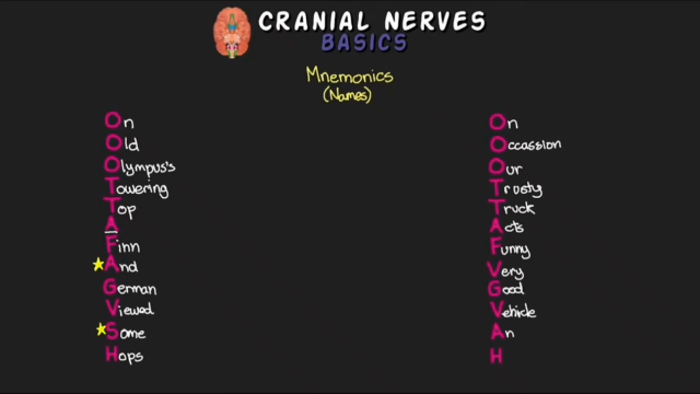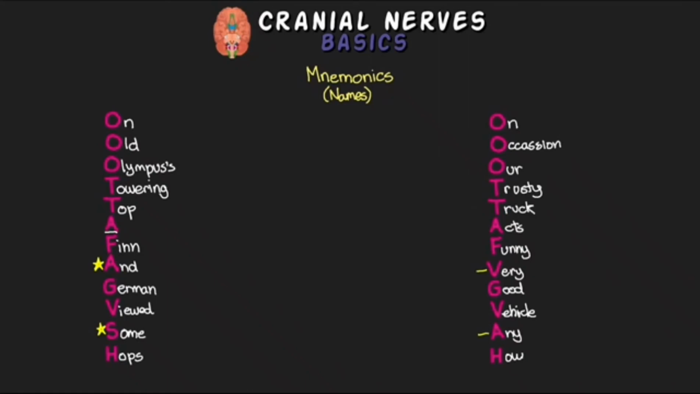Very good vehicle anyhow. Now here, once again, the first letter lines up with the first letter of that particular cranial nerve's name. For this cranial nerve and this cranial nerve here, you can see we have different letters because we're going with the actual names that we had talked about. So once again, we have our olfactory, optic, oculomotor, trochlear, trigeminal, abducens, facial, vestibulocochlear, glossopharyngeal, vagus, accessory, and hypoglossal nerves. So hopefully one of these two mnemonics, or perhaps that picture that I drew, will help you to remember these.